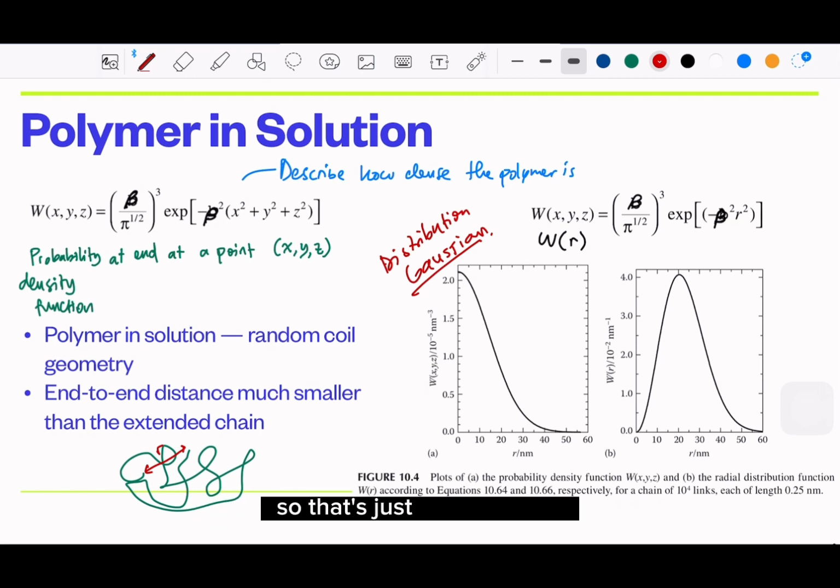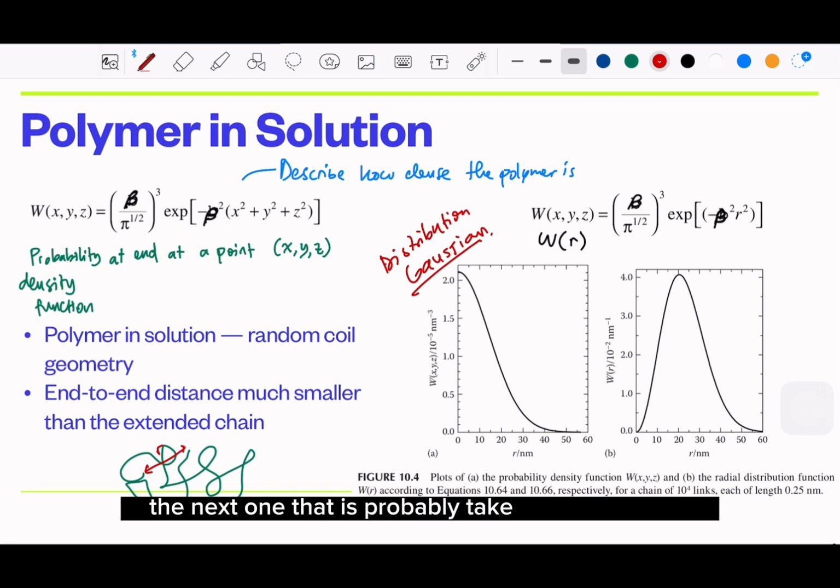So that's just a quick note. Okay, that's just the introduction to polymer in solution. The next one, which will probably take time to explain, is how we mix polymer in solution from the perspective of thermodynamics. Some of the terms I believe you have learned before, but I think it takes time to explain. So let me explain, and I hope we can understand from the thermodynamics.